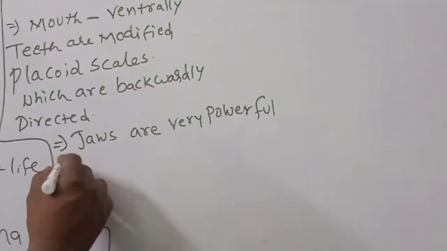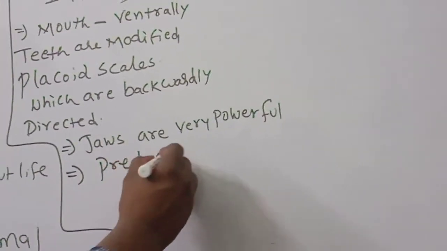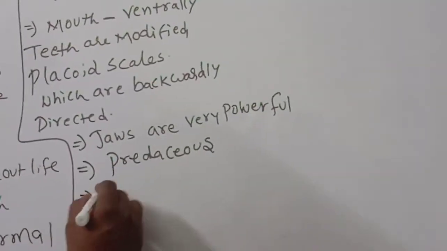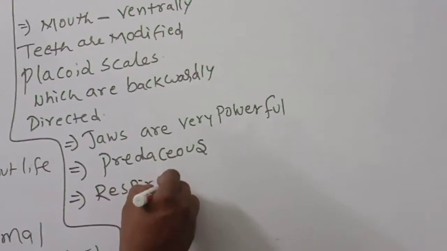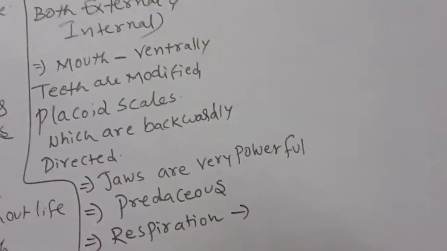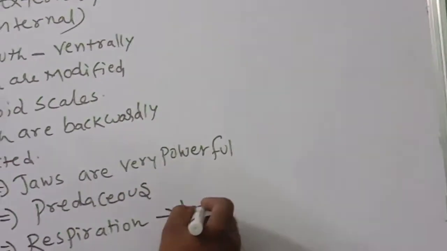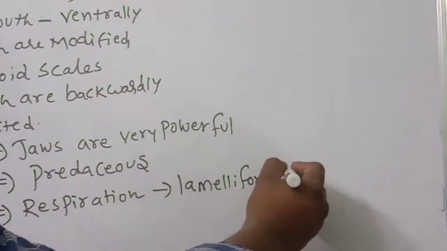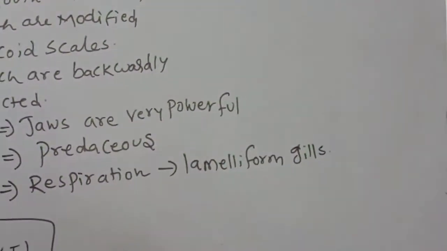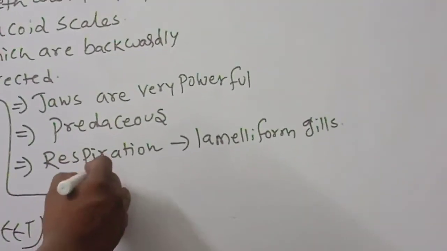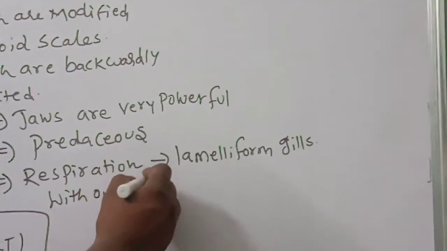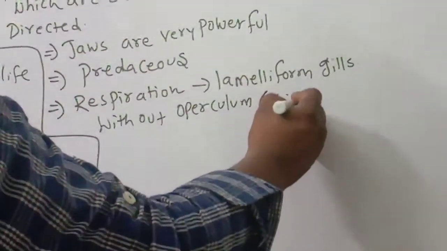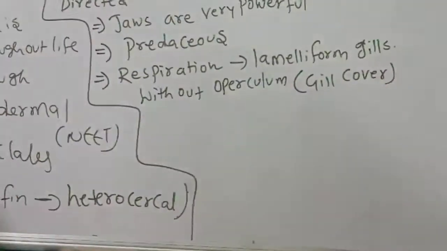And they are predaceous, means they kill the prey and eat. And respiration, this point also you should remember. Respiration is by lamelliform gills without operculum. No operculum means what? This point is also very important. Without operculum means without gill cover.